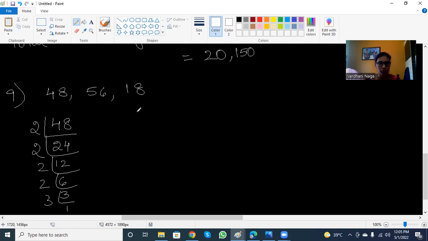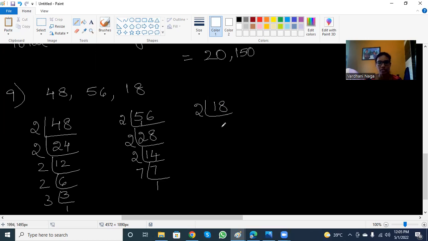Okay, coming to 56. Again, this number has an even number in the units place. So let's divide by 2. 2 2s are 4, 1 is remainder, 16, 2 8s are 16. Okay, 2 1s are 2, 2 4s are 8, 2 7s are 14, and 7 is the prime number which goes in the 7 table. Next, 18.